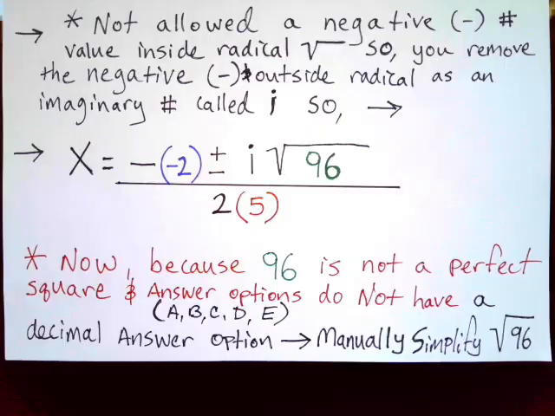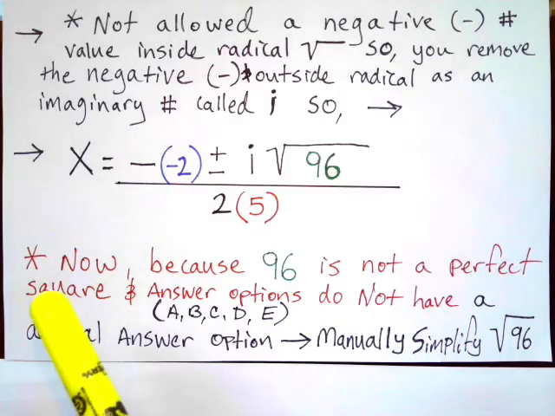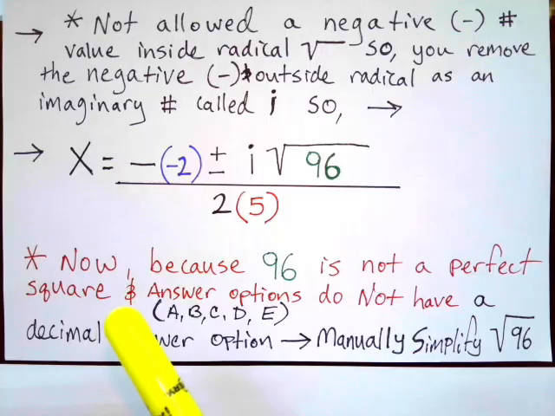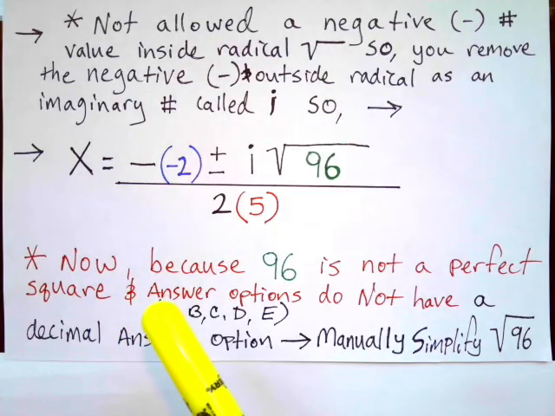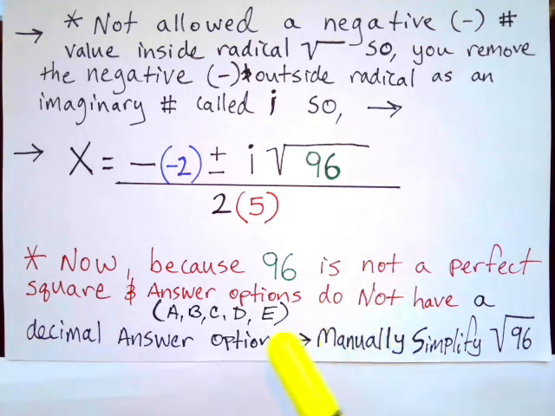Okay, so I'm going to move this up forward so you can see it. Now, because 96 is not a perfect square, 5 times 5 is 25. That's a perfect square. 25 is a perfect square, right? 4 times 4 is 16. That's a perfect square. 96 is not a perfect square. And in my answer options, A, B, C, D, and E, there is not a decimal answer option. So what does that mean? That means I have to manually simplify the square root of 96. And in my part 4 video, most of that video, I'm going to show you exactly how to do that.